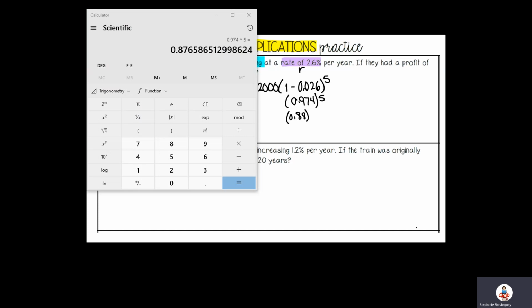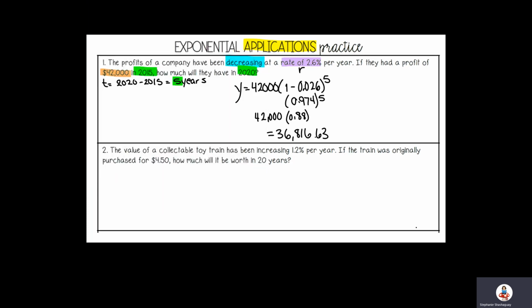And I have to multiply that by 42,000. So when I multiply that by 42,000, I get 36,816.63. So that's what my y is equal to. And that's how much profit they will make in the year 2020.